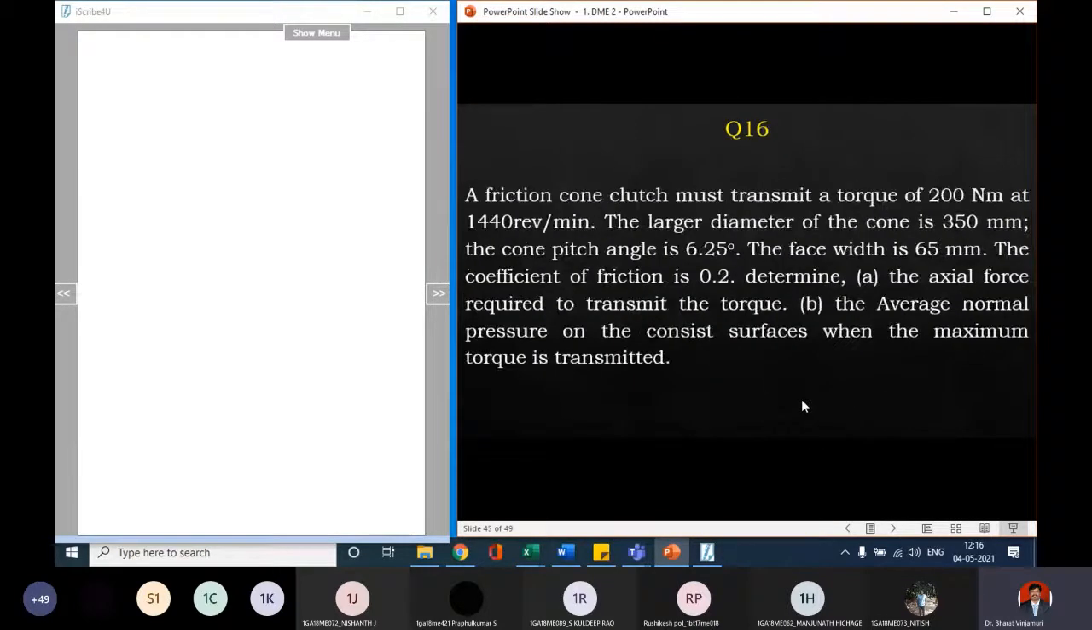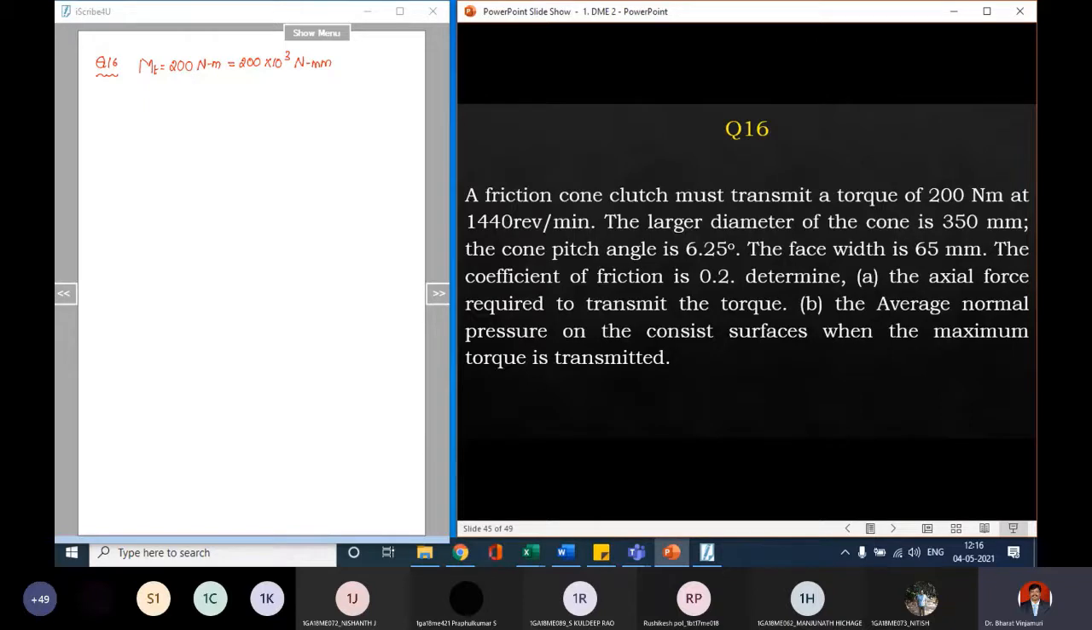So in question number 16, the same thing which we are working on. A friction cone clutch must transmit a torque of 200 Newton meter. Let me write the given data here. The torque MT is 200 Newton meter, which will be equal to 200 into 10 power of 3 Newton mm. This is the data which has been given.